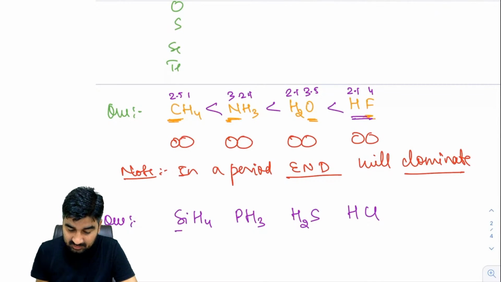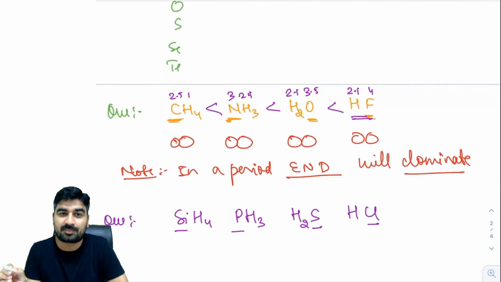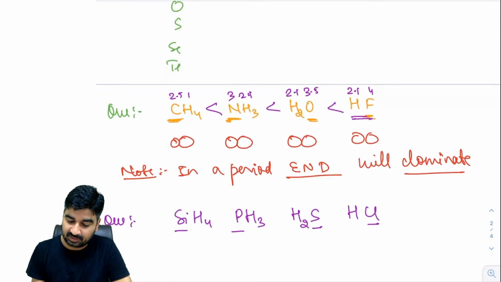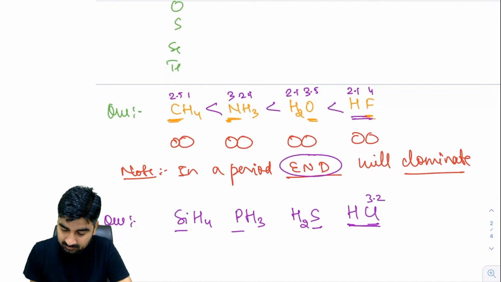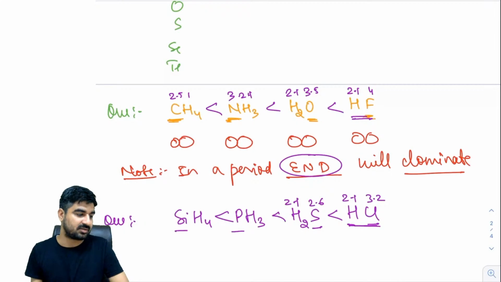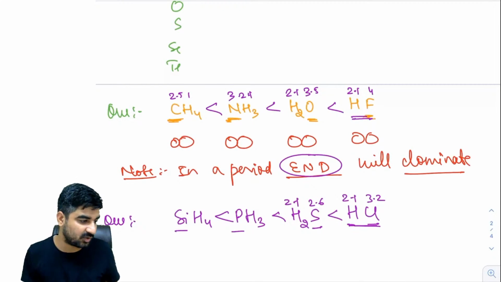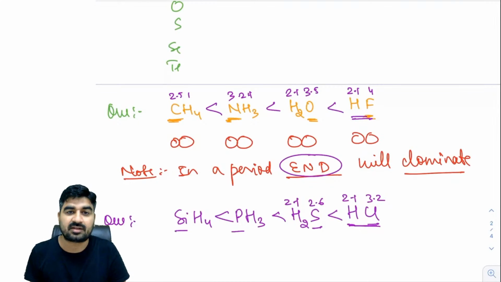So again, silicon, phosphorus, sulfur, chlorine, we are talking about the same period. And in the same period I will say electronegativity difference. So electronegativity difference will be maximum in HCl. So the order will be this. Yes, Manish, you are right.